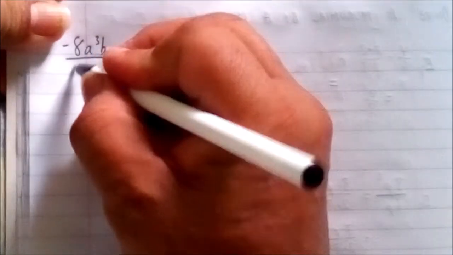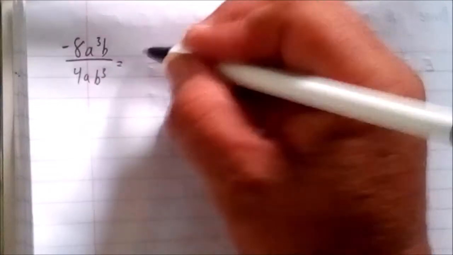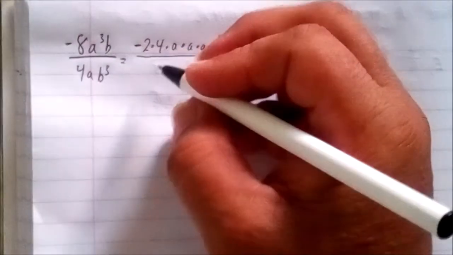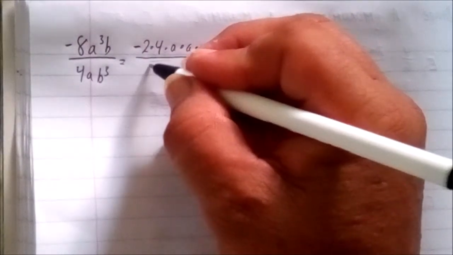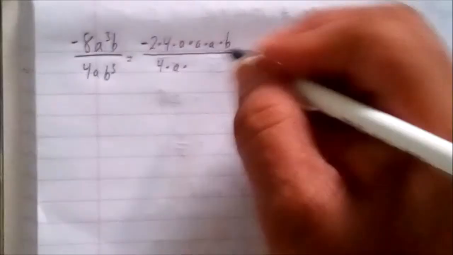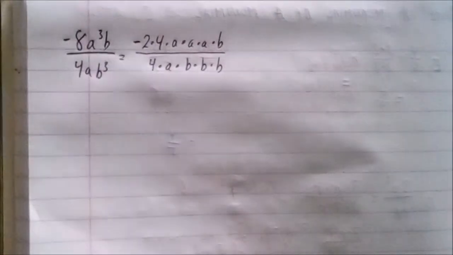Consider that you have been given negative 8a cubed b over 4ab cubed. We need to expand that out so as to simplify it. So it becomes, well, 8 is actually negative 2 times 4, and a to the third means a times a times a times b over, the next one will then be, well, we can leave 4 as it is because we already have that 4 could cancel out, and then we have times a times b times b times b. Okay, so that's our step.